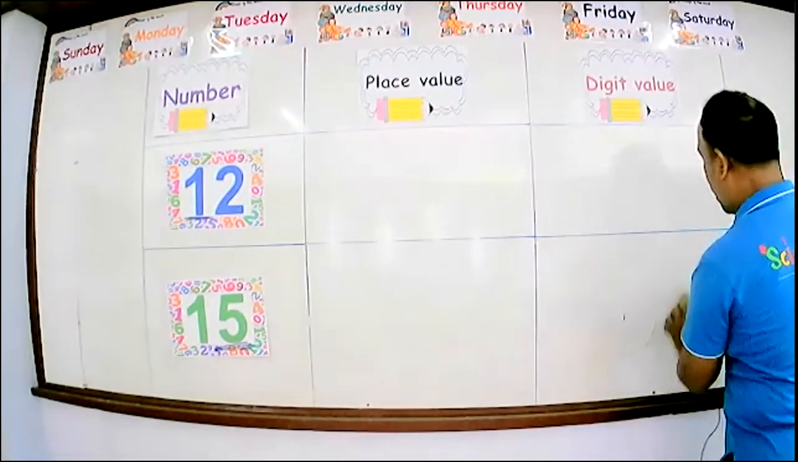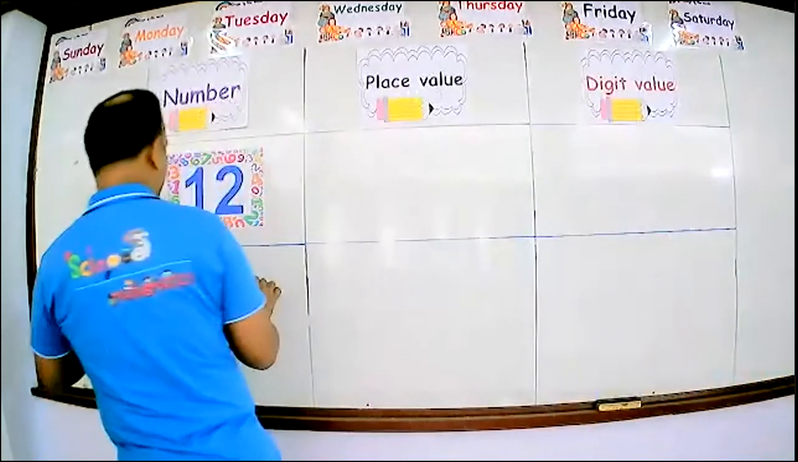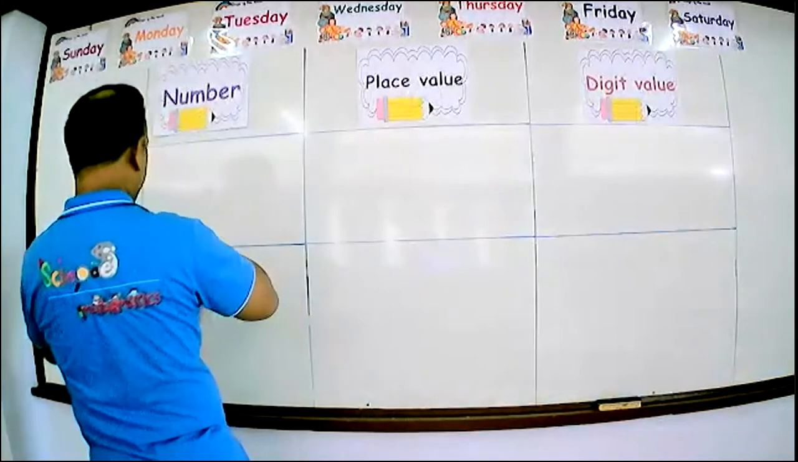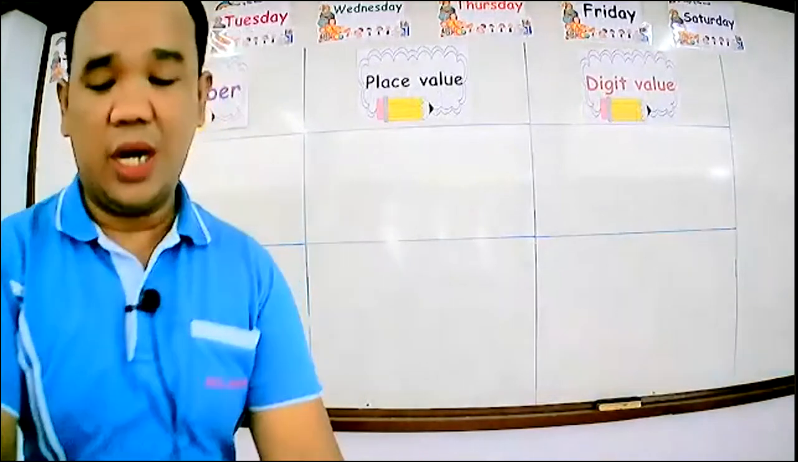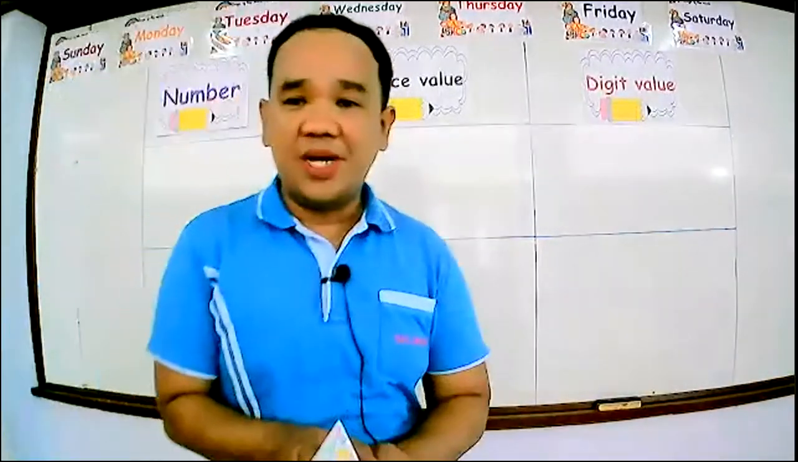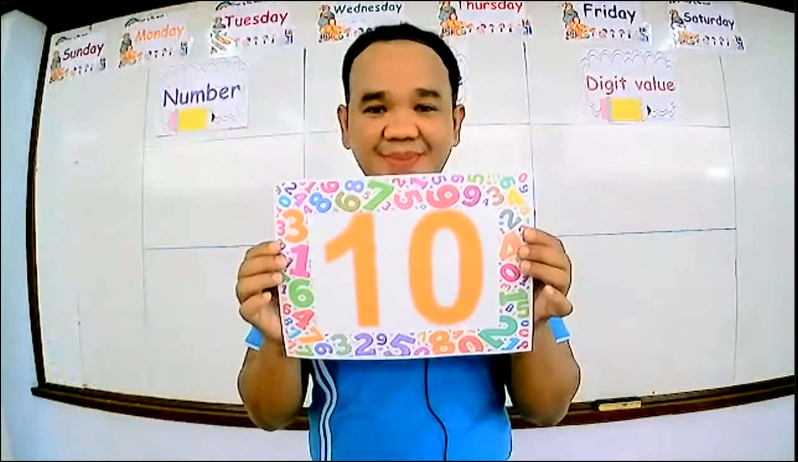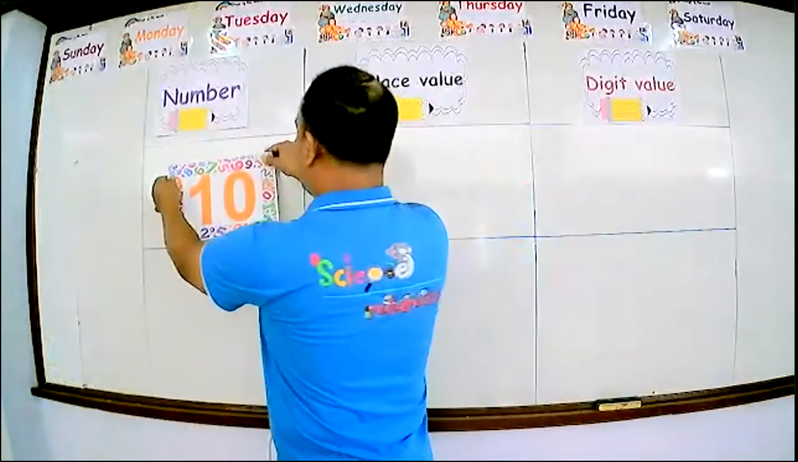So, I hope you understand very well how to identify and determine which is the digit value and which is the place value. All right. So, what number is this? This is number 10. Very good. So we have to write it here.